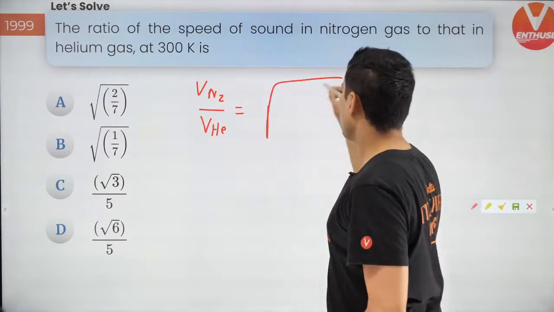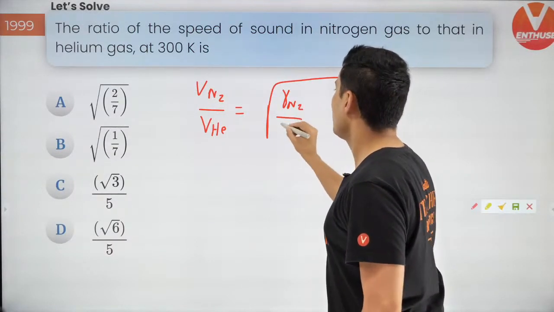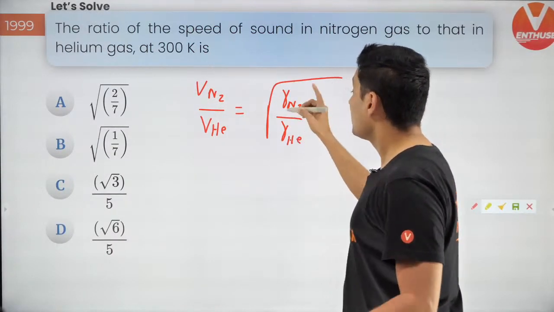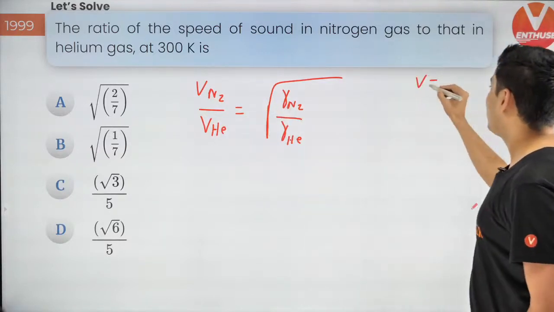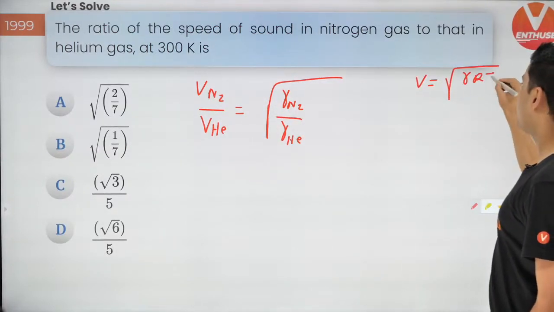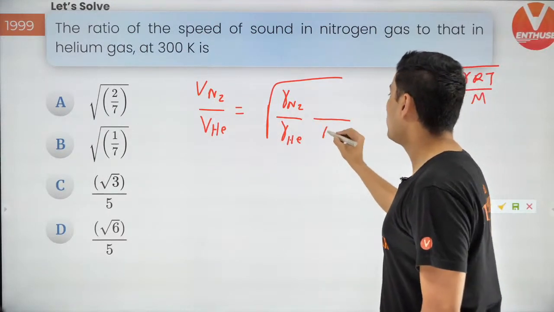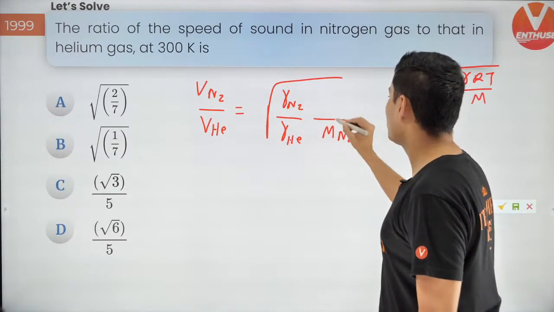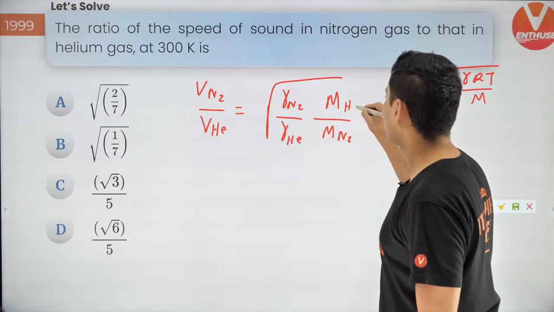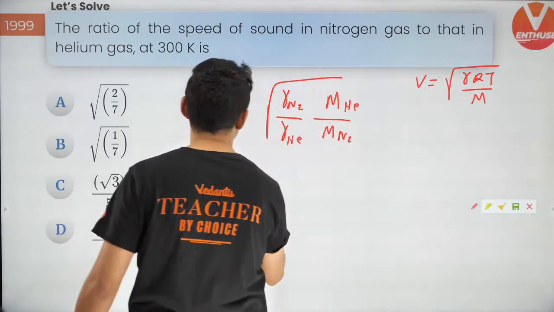Use the formula, gamma of nitrogen, gamma of helium. Remember, the speed formula is root of gamma RT by M. Temperature is the same, R is the same, so the molecular weight will be inverted. So molecular weight of nitrogen, molecular weight of helium. That's it. Now it's just about substitution.